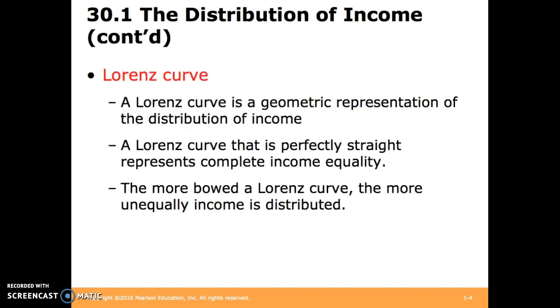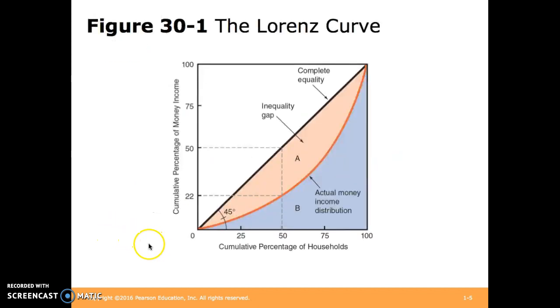A Lorenz curve is a geometric representation of the distribution of income. A perfectly straight Lorenz curve represents complete income equality. The more bowed a Lorenz curve, the more unequally income is distributed. Here is a Lorenz curve. The Lorenz curve is a mapping of cumulative percentage of households to cumulative percentage of money income.